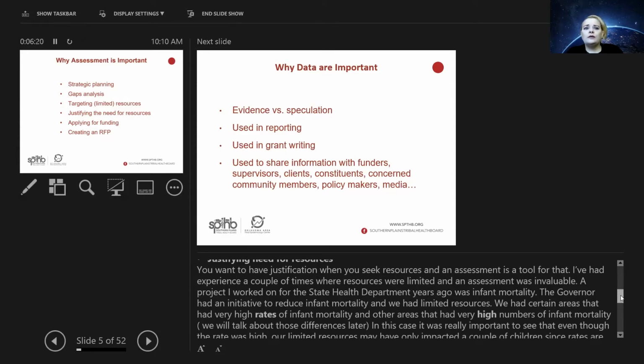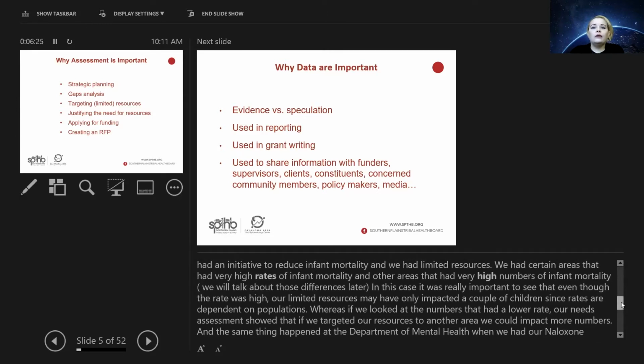We had certain areas that had very high rates of infant mortality, and other areas that had very high numbers of infant mortality. And we're going to talk about the difference in that later and why it's important to investigate both. In this case, it was really important to see that even though the rate was high, our limited resources may have only impacted a couple children, since rates are dependent on populations. Whereas if we looked at the numbers that had a lower rate, our needs assessment showed that if we target our resources there, we could impact more numbers.